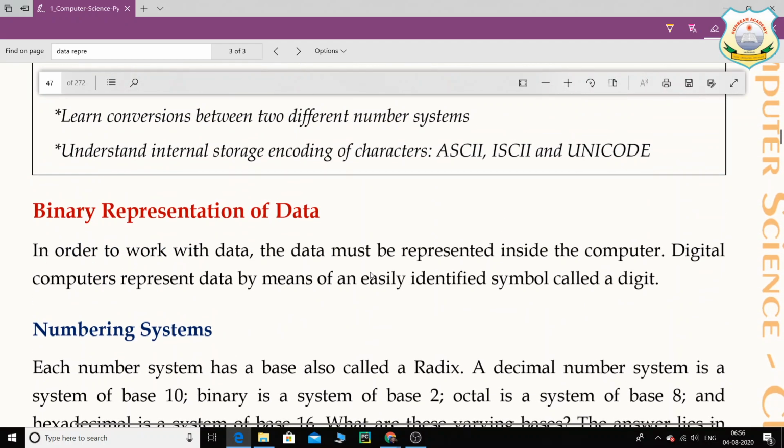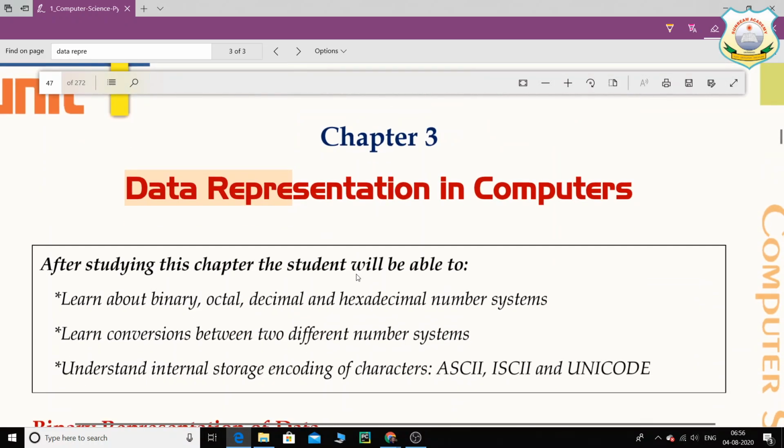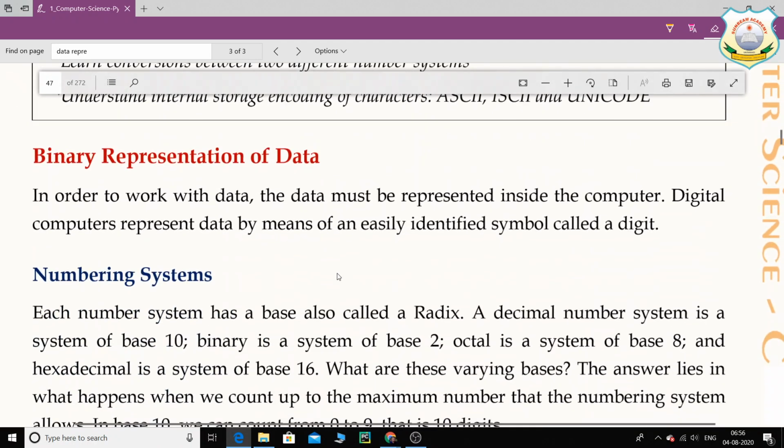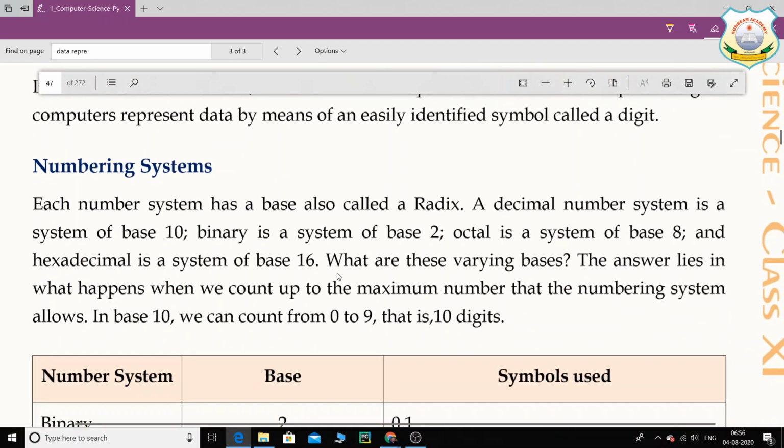We started with the book, what exactly is there in the book. And we started with the chapter that is data representation in computers. First we understood about the numbering system. I guess everybody is aware of it. The first point is the base value. You should be concerned with the base value, and the base value is also called the radix.